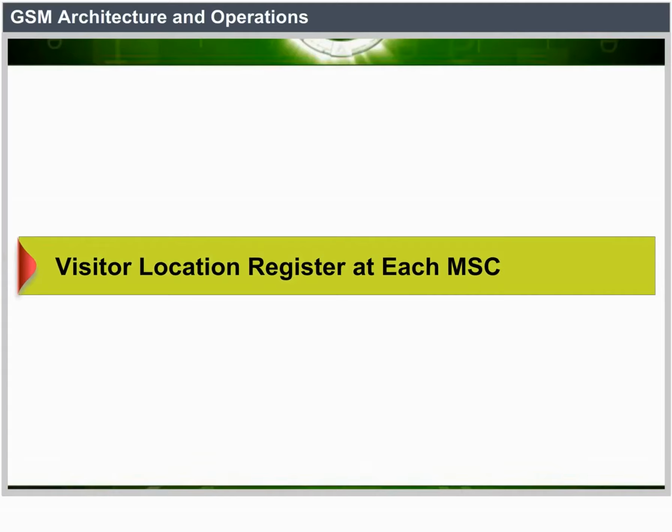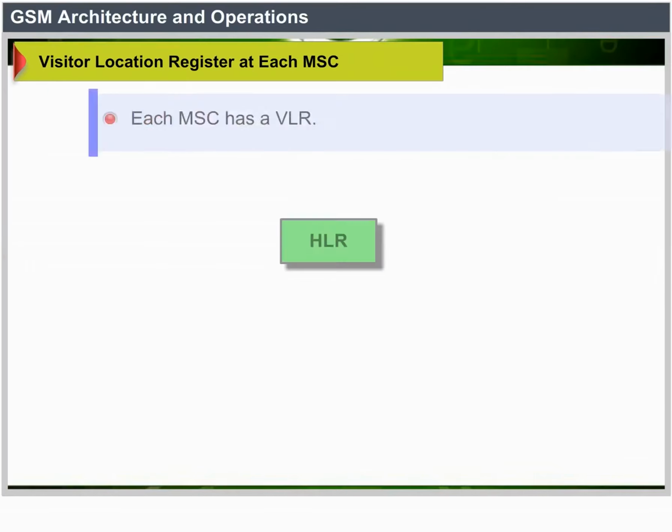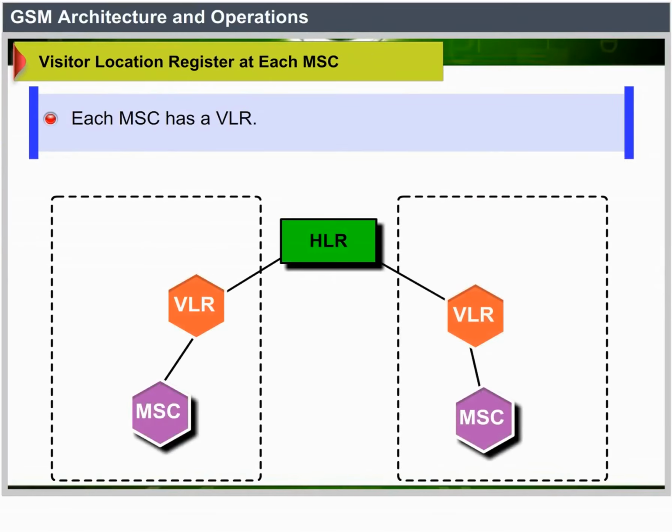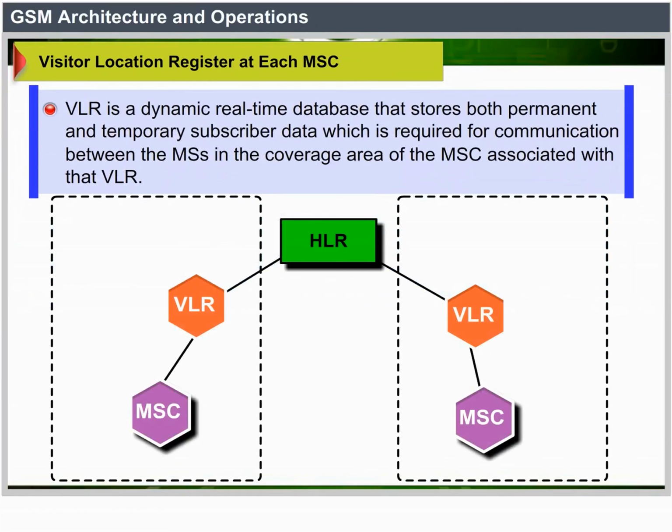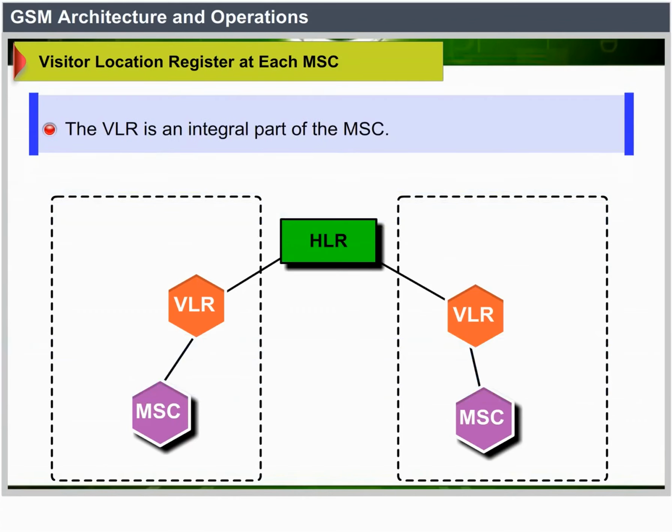Visitor location register at each MSC. Each MSC has a VLR. The VLR is a dynamic real-time database that stores both permanent and temporary subscriber data, which is required for communication between the MSs in the coverage area of the MSC associated with that VLR. The VLR is an integral part of the MSC.